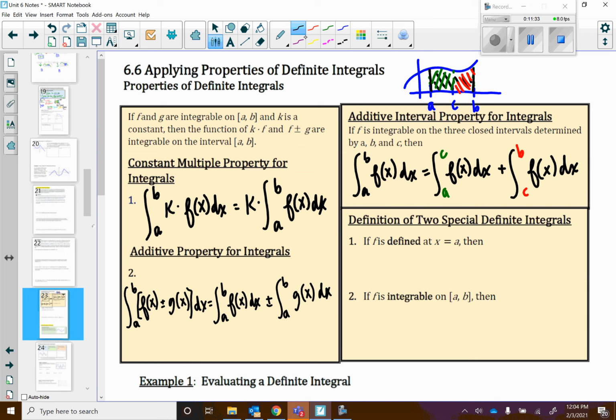I think that one helps to see the picture, right? It makes sense. If I'm finding all of this area from a to b, well, I could break it up from a to c and then from c to b.